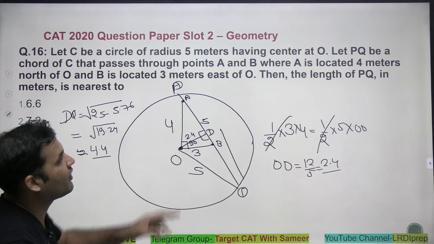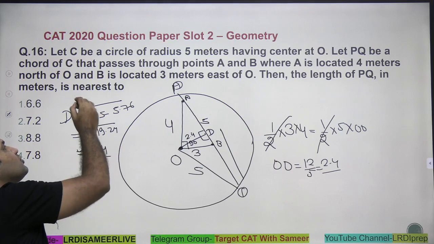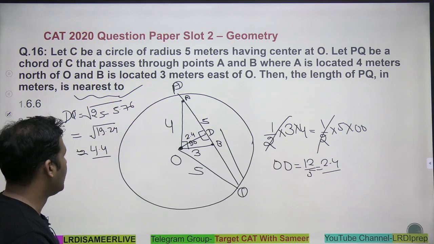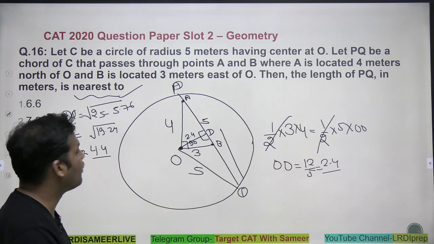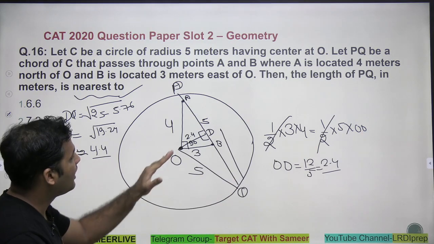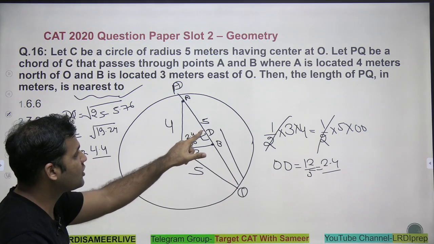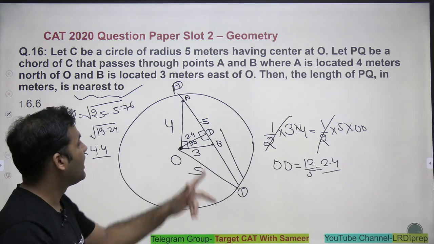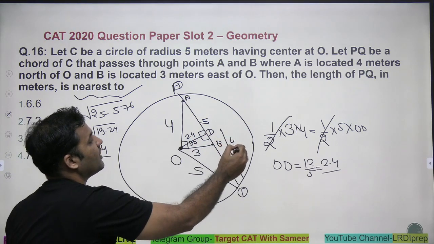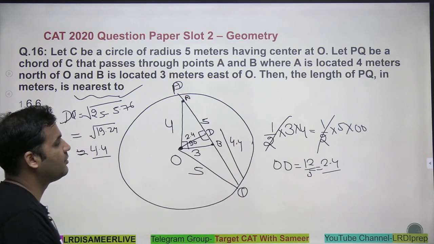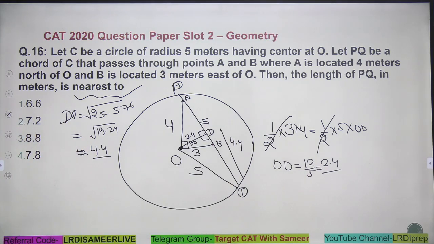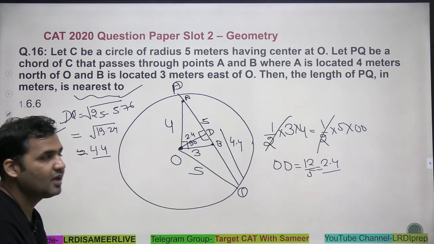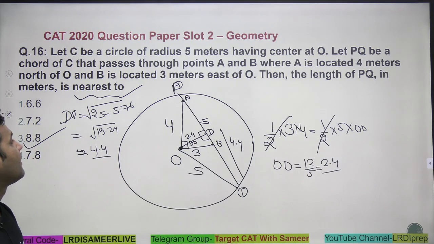I'm not supposed to find out the exact answer, I'm supposed to find the length near to. So this length is 4.4, and I know that a perpendicular drawn from the center of the circle to the chord will divide the chord into two equal parts. And if this length is equal to 4.4, the whole length PQ would be double of 4.4. So the answer to the question would be equal to 8.8. That would be the answer.